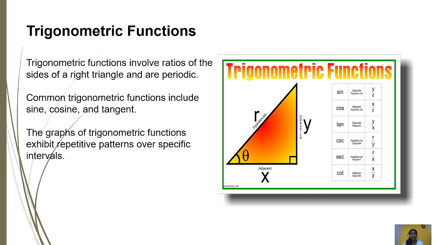Coming to the trigonometric ratios, sine is opposite by hypotenuse and cos is adjacent by hypotenuse, tan is opposite by adjacent, cosecant is hypotenuse by opposite, and secant is hypotenuse by adjacent, and for cot it is adjacent by opposite.